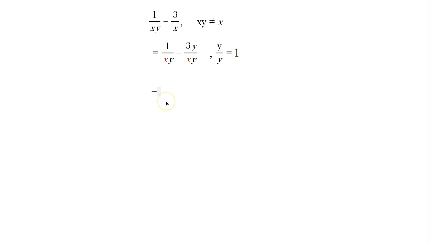So now you're going to have 1 over xy, in other words, minus 3y over xy. So the bottoms are the same. So now we're going to say 1 minus 3y, combine the numerators, and then copy the bottom only once, xy this way, and then this would be considered the answer.